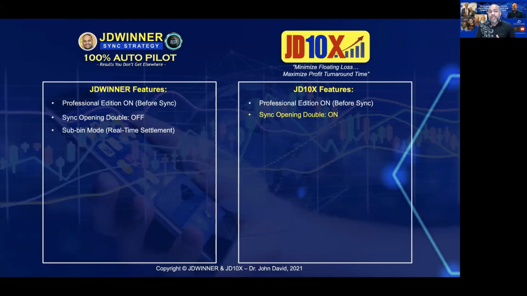Number 3, sub-bin mode real time is on. Okay, so for both, we are using sub-bin mode real-time settlement. Now, some people ask, what is the difference between warehouse and sub-bin mode real-time settlement? I will explain to you very shortly. A sub-bin mode real-time settlement is very simple. Remember, 1 to 4 margin call is considered as the warehouse. This is where you have 1 to 4. Now, anything beyond 4, which is 5, 6, 7, and 8, is under what we call a sub-bin. Now, a sub-bin means it's a block by itself.